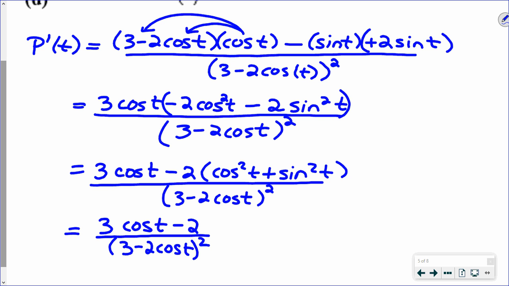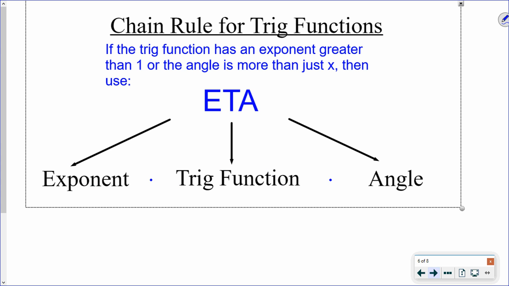All right, so we've seen some examples where you had to use power rule, product rule, and quotient rule in combination with our trig derivatives. So now I want to talk about chain rule with these trig functions. So I have an easy way for you to remember chain rule with trig functions, and it's called ETA. So the E stands for exponent, T stands for trig function, and A stands for angle. And so this tells you the order in which to find the derivatives, okay?